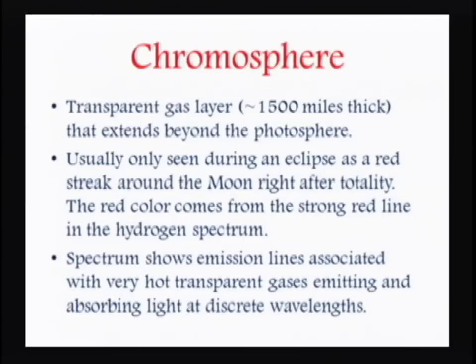So you have this transparent gas layer, which is about 1,500 miles thick, and that extends beyond the photosphere. So we go up a little bit from the photosphere, and we're going to see the chromosphere. Unfortunately, a lot of times the only time you can see it is during an eclipse, and it's going to show up as a really red streak around the moon, or when you look at the moon right in front of the sun, you're going to see that really bright red line. I've got some pictures of that here in just a minute. But again, that's because of that really strong red line in the hydrogen spectrum.